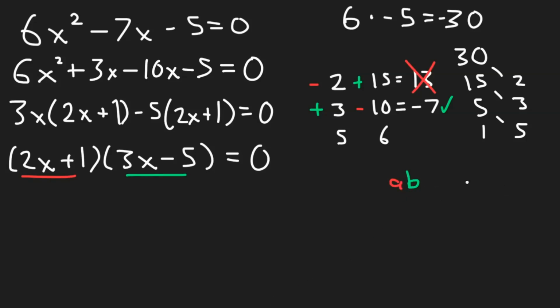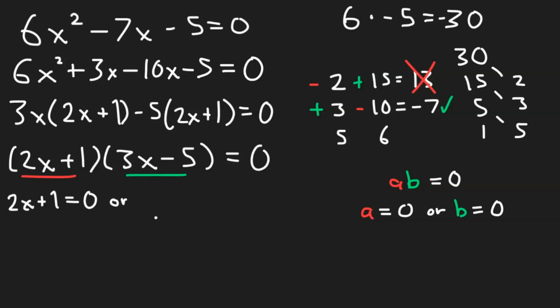Using the zero property of multiplication, if a times b equals 0, then a must equal 0, or b must equal 0, because any number times 0 equals 0. Now we just solve both linear equations to get two possible answers for x. On this side we have 2x plus 1 equals 0. And we also have 3x minus 5 equals 0.